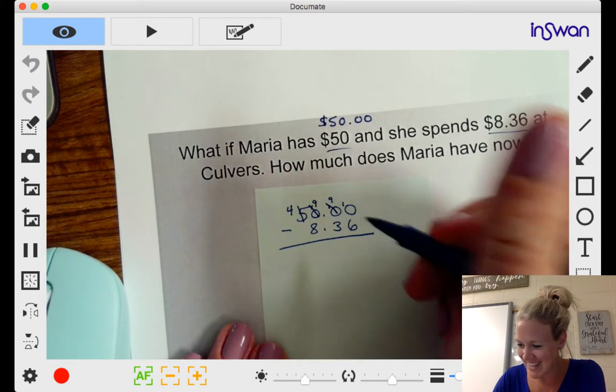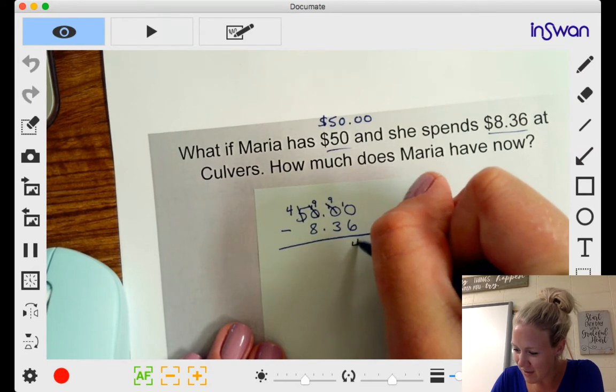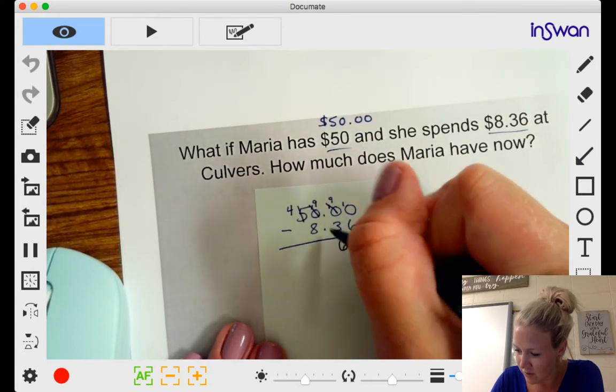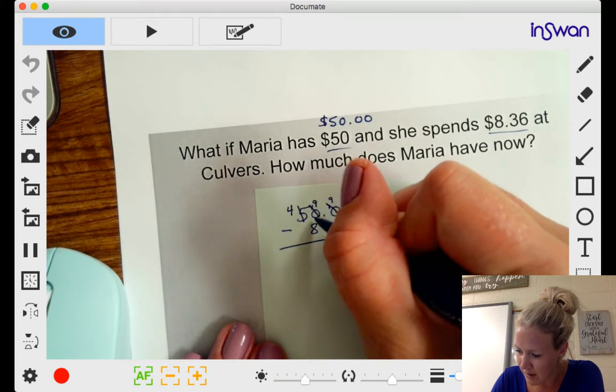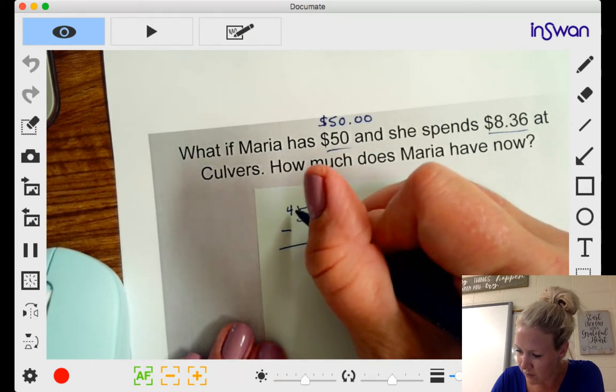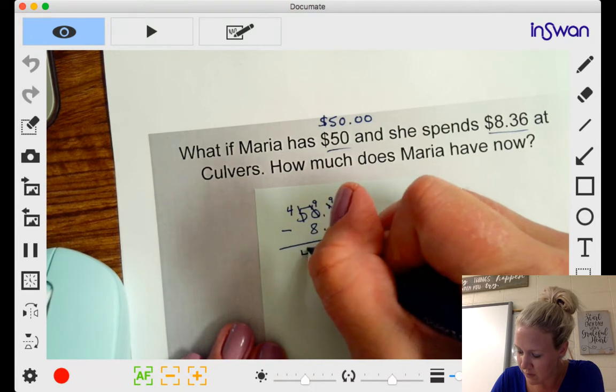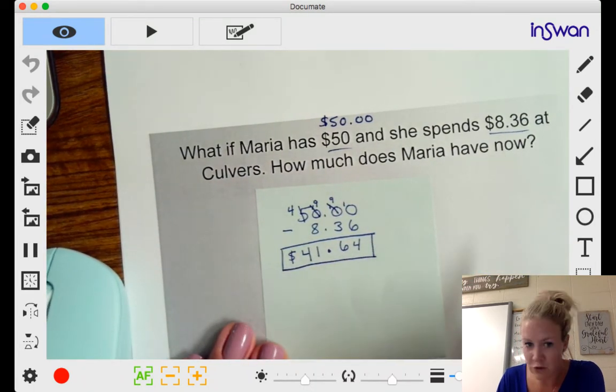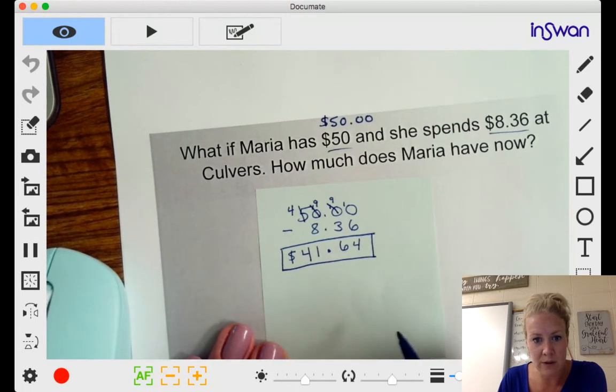Whew, a lot of steps. So 10 take away 6, I can solve now. I'll have 4 left over. 9 take away 3, I'll have 6 left over. Drop my decimal. 9 take away 8, I'll have 1 left over. 4, and there's nothing below it, so it's still 4. So Miss Maria can buy a lot more chicken strip baskets because she has $41.64 left.